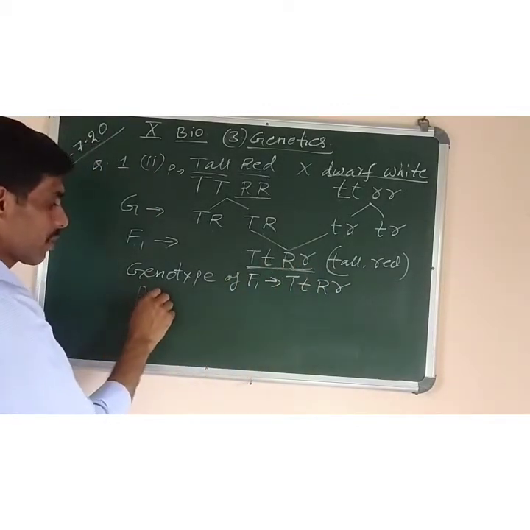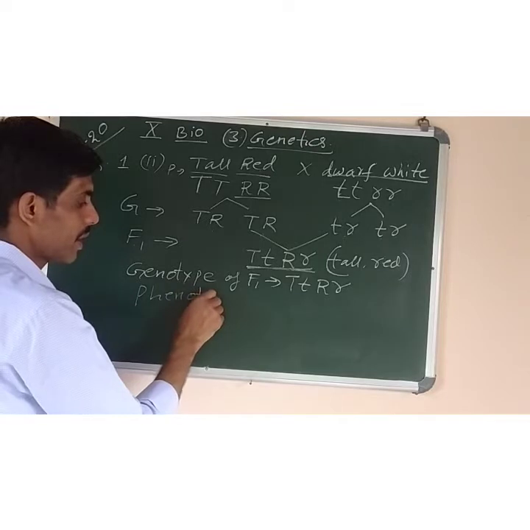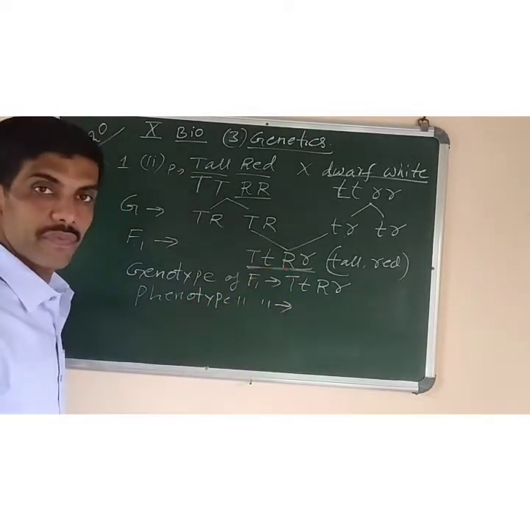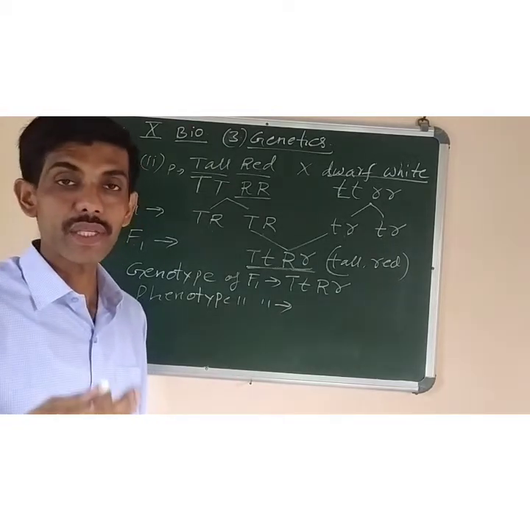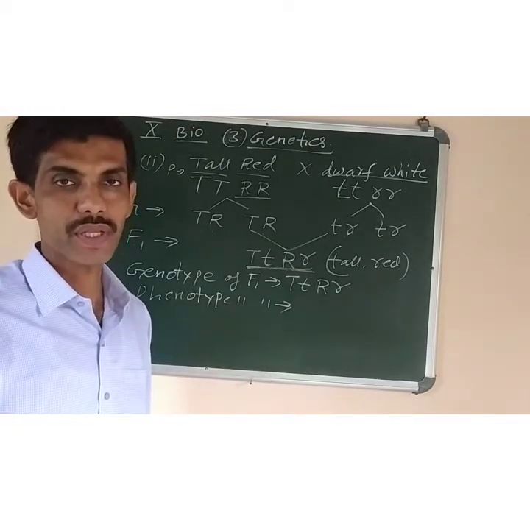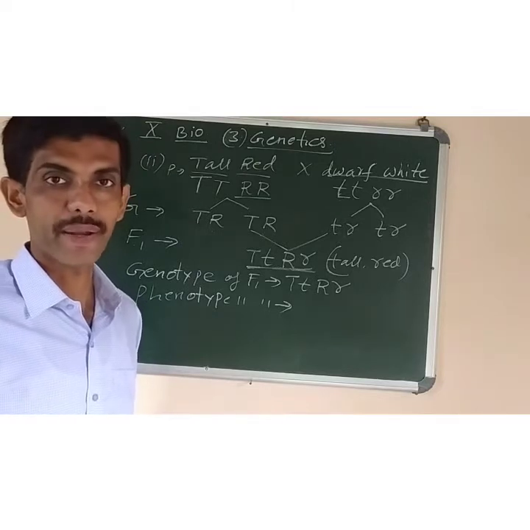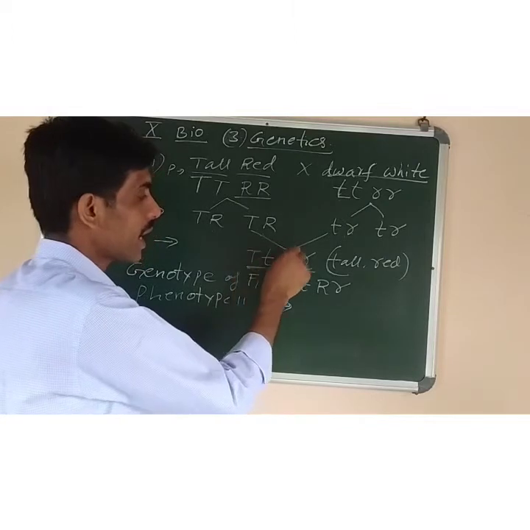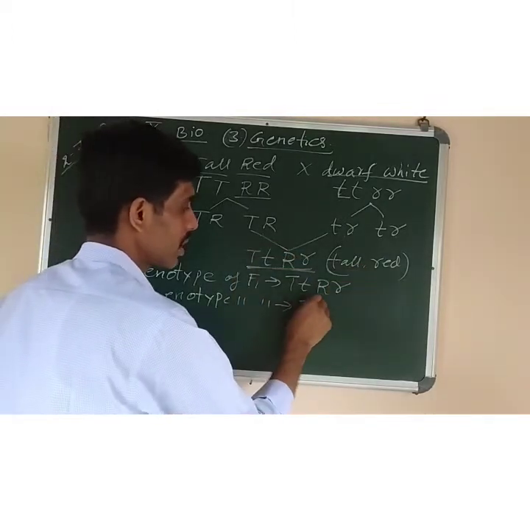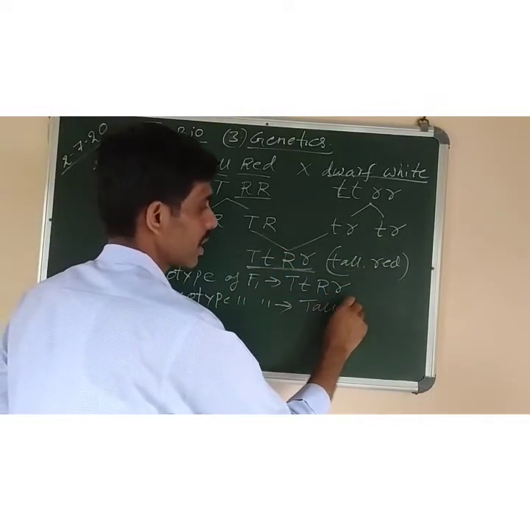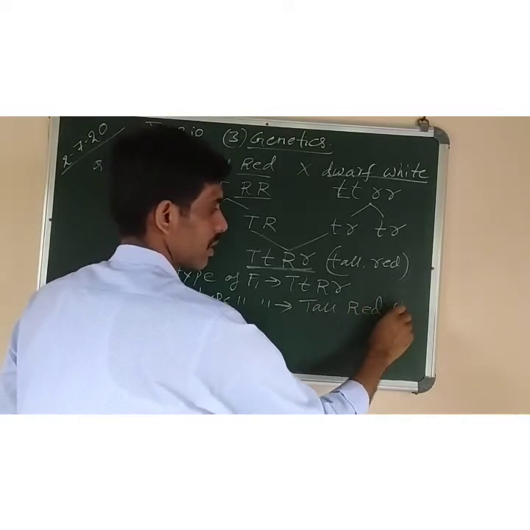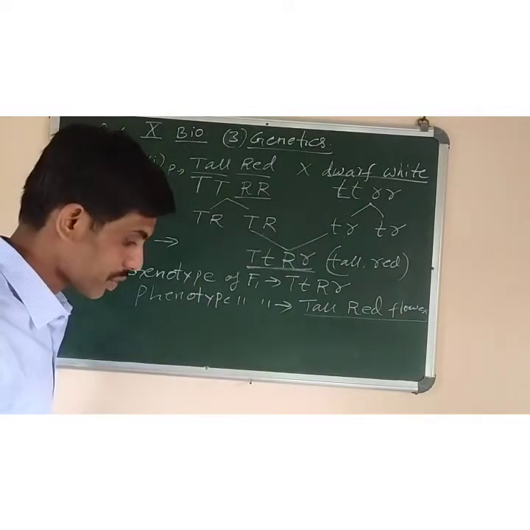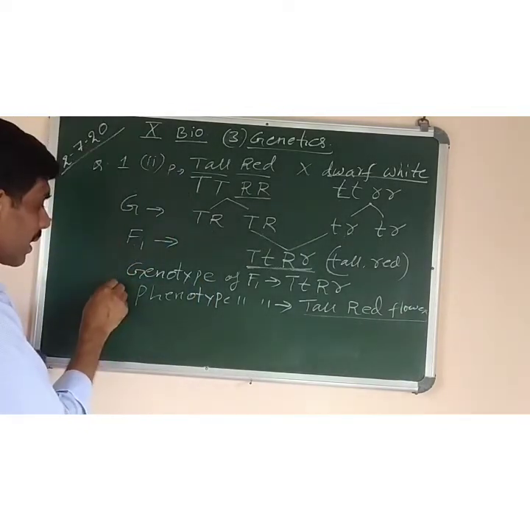Now phenotype, when it is asked in the question, what is the genotype and phenotype of the F1 generation? Phenotype definition is the physical appearance of an individual, meaning how the individual looks from outside. So this plant, how does it appear? The plant appears tall and it has red flowers. So you have to write this one only: tall plant with red flowers. This is the phenotype. So the first question was this one only, that is question number A.